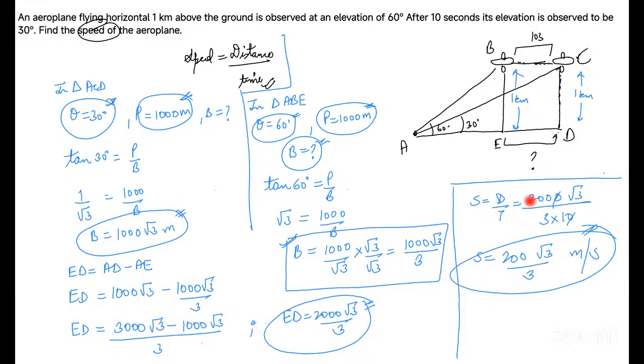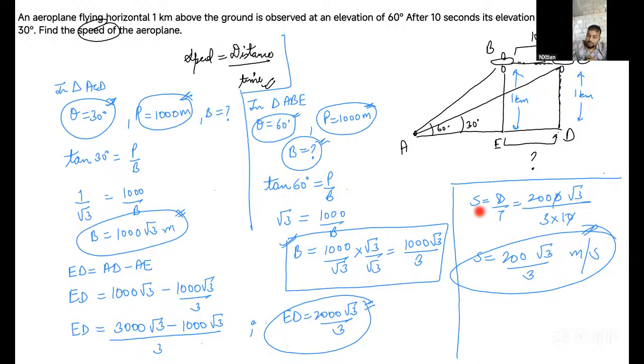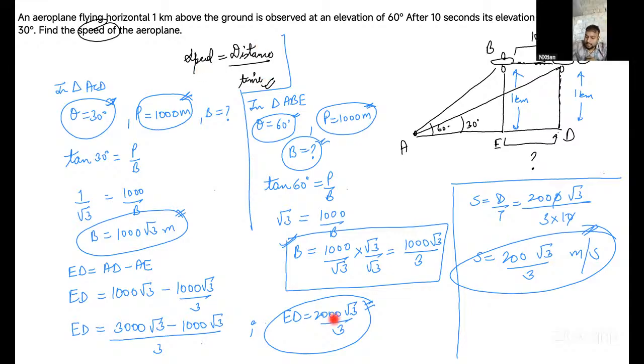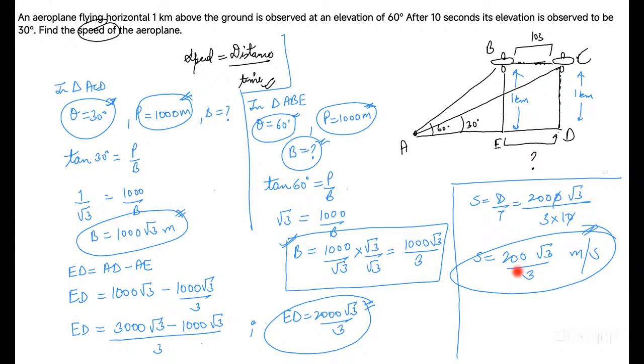Yeah, Miracle, the last part I can't understand. This one? Yeah. Okay, so we got the distance ED. This distance we have to find first. We got the distance is 2000 root 3 by 3. Now we know that we have to find the speed. Speed is basically distance upon time. We got the distance, we have the time, we divided it, and we got the answer. Got it? Got it, sir. Okay. Quickly write it down.